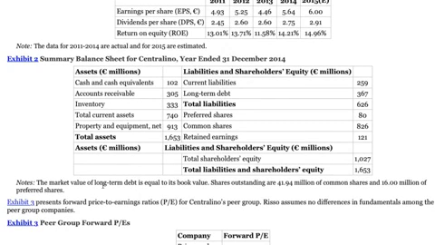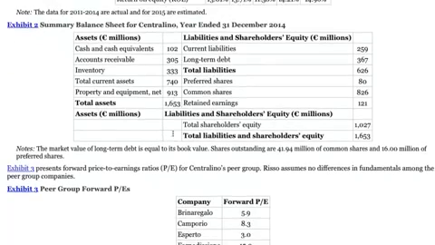Note, the market value of long-term debt is equal to its book value, so we have market value of debt. Shares outstanding are 41.94 million of common shares, and we already know the price. So now we can figure out market value of equity. And 16 million of preferred shares. Well, there's 16 million, and we have a price for preferred shares, 5.25, so we can figure out the market value of preferred. So we know where everything is to calculate the enterprise value of the company.